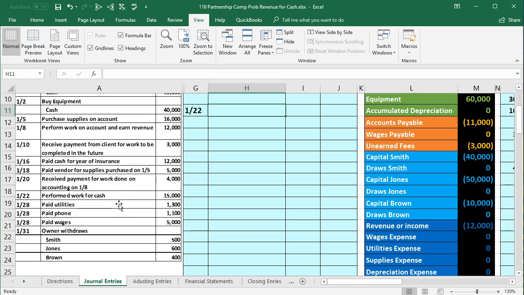So in this case, we're performing work and receiving cash at the same point in time. Remember, anytime we look at these problems, we're really just asking the question, if we're getting money from the customer, did we do the work in the past? Did we do the work now? Are we doing the work in the future? In this case, we performed work for cash. We did it now.